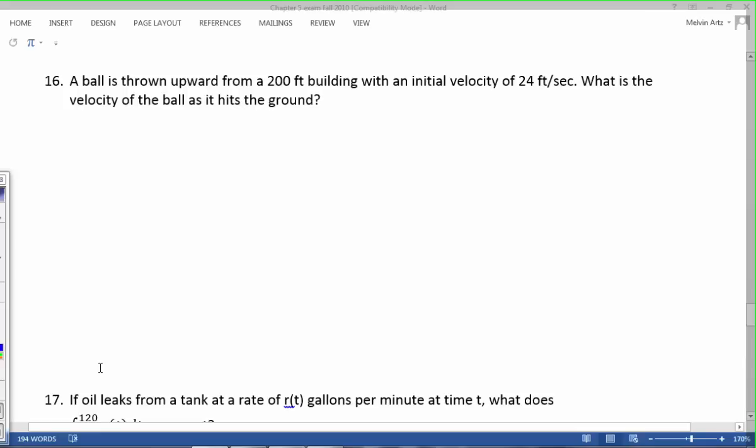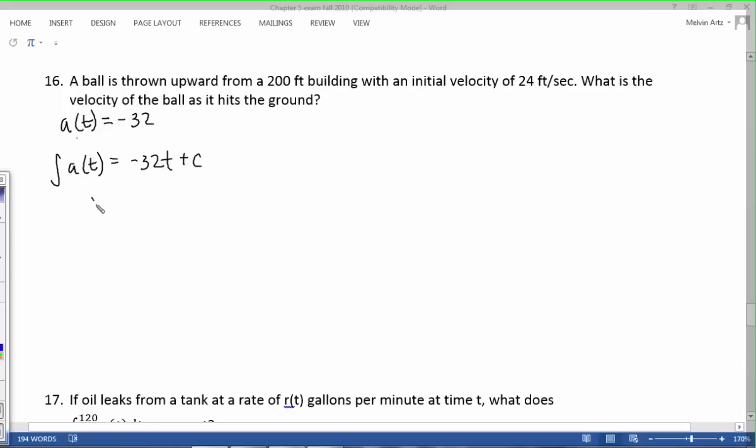A ball is thrown upward from a 200-foot building with an initial velocity of 24 feet per second. What is the velocity of the ball as it hits the ground? Since we're working in feet, we know the acceleration is negative 32 feet per second squared. To find velocity, we take the antiderivative of our acceleration. So we'd have negative 32t plus some constant of integration.